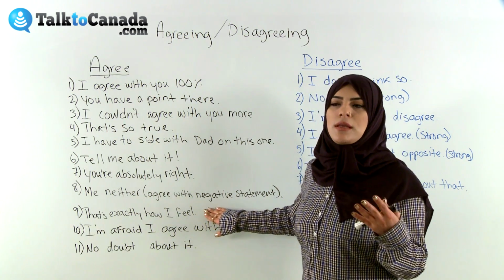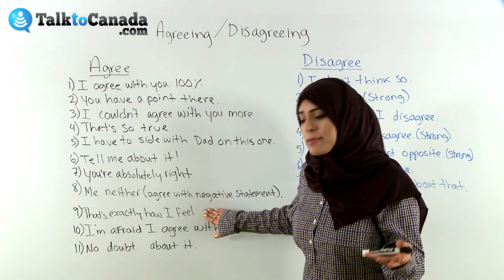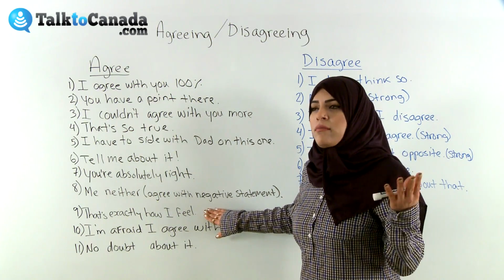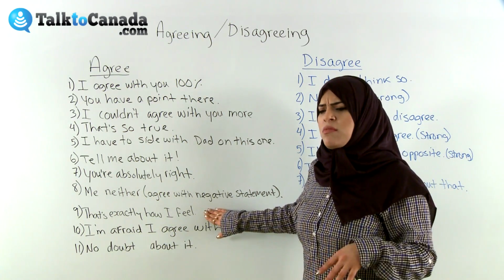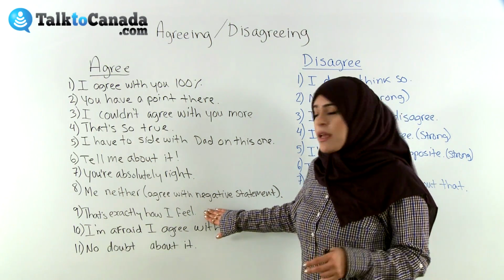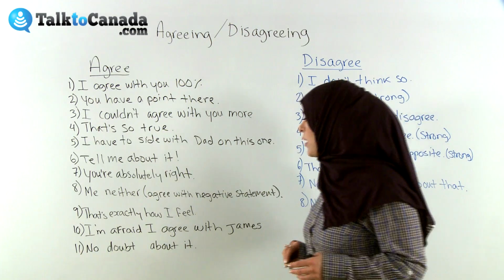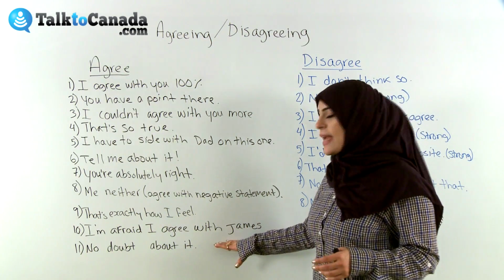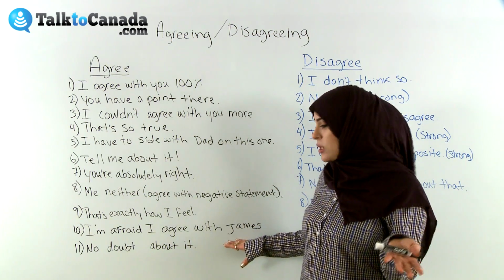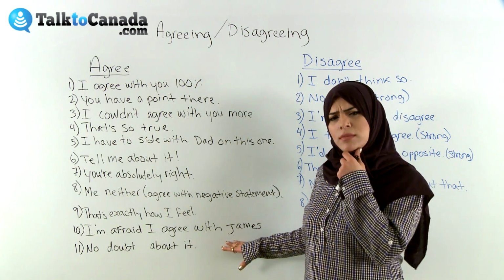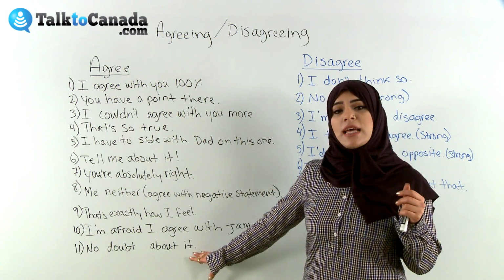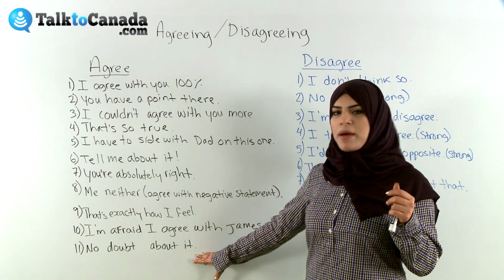Sometimes someone may be talking about anything, and they may say something like, I think that they shouldn't be doing this to other people. You can say, that's exactly how I feel. Again, when you're siding with another person, so let's say there's more than one person having a discussion, I'm afraid I agree with James this time. And then if you agree 100%, you can also say, no doubt about it.